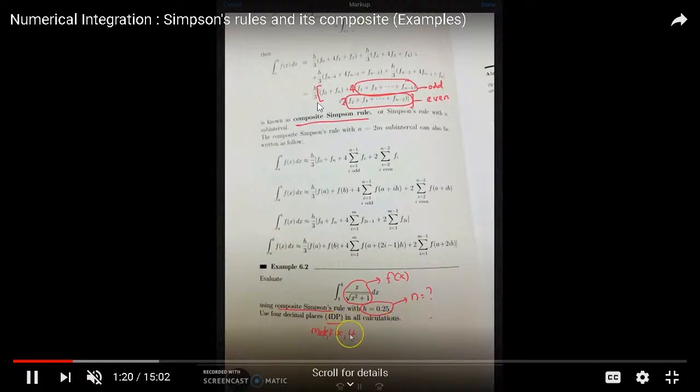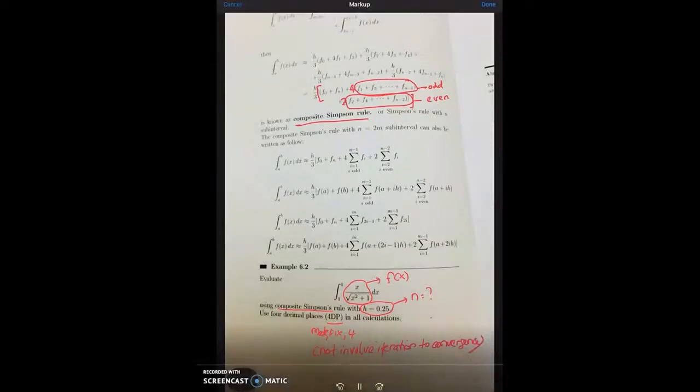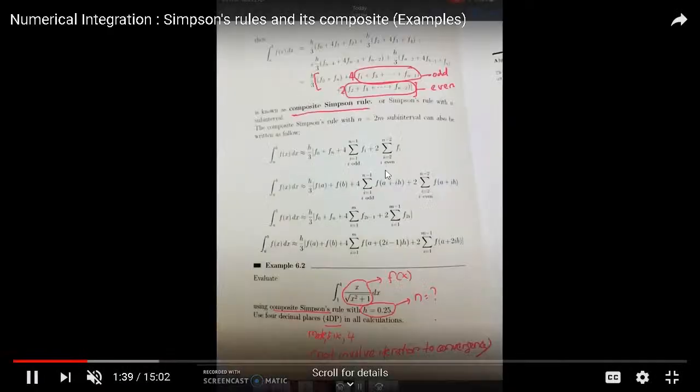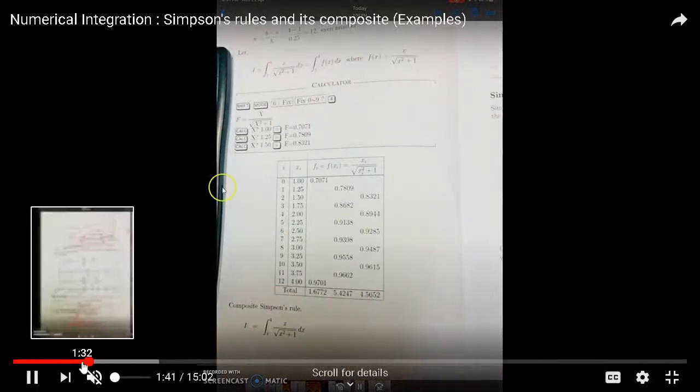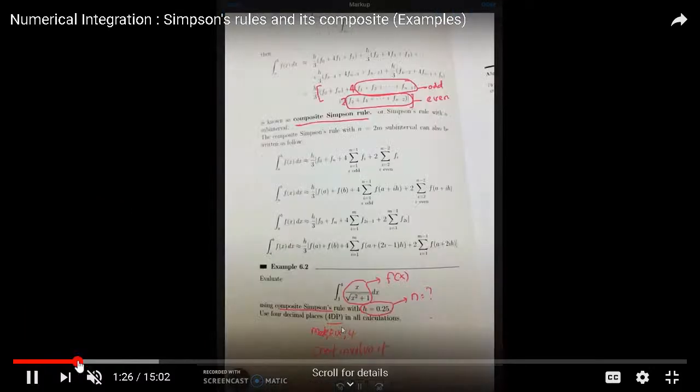We know the formula of the Simpson's rule is h over 3 times f naught plus fn plus 4 times f, where i is an odd number, and then times 2, where i is an even number. That is the formula for the composite Simpson's rule. No need to prove it, but we know how to use it. The composite Simpson's rule divides the interval into sub-intervals, that's why they create odd and even.